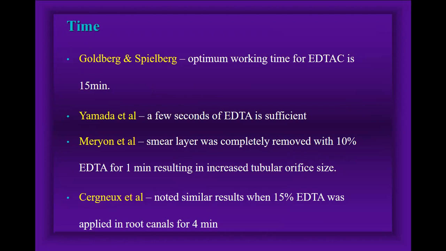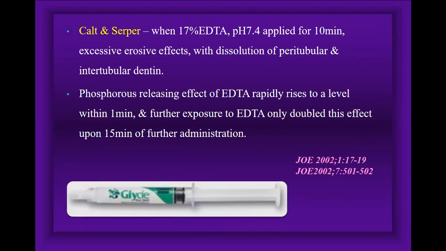Kuznetsov et al. noted similar results when 15% EDTA was applied in root canals for 4 minutes. Calt and Serper: when 17% EDTA, pH 7.4 was applied for 10 minutes, excessive erosive effects with dissolution of peritubular and intertubular dentine was seen. Phosphorus releasing effect of EDTA rapidly rises to a level within 1 minute, and further exposure of EDTA only doubled its effect upon 15 minutes of further administration.